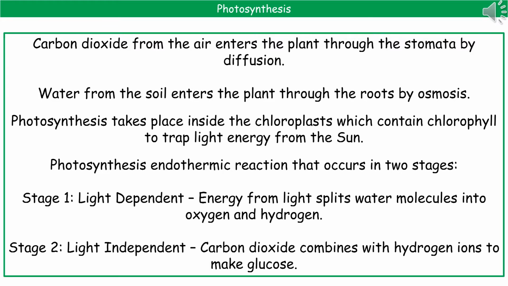This is where energy from the sunlight splits water molecules into oxygen and hydrogen ions. And then stage 2, the light-independent reaction. Carbon dioxide combines with hydrogen ions to make glucose.